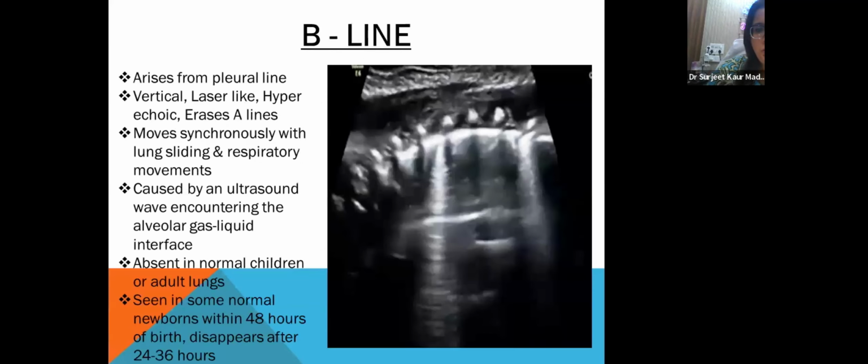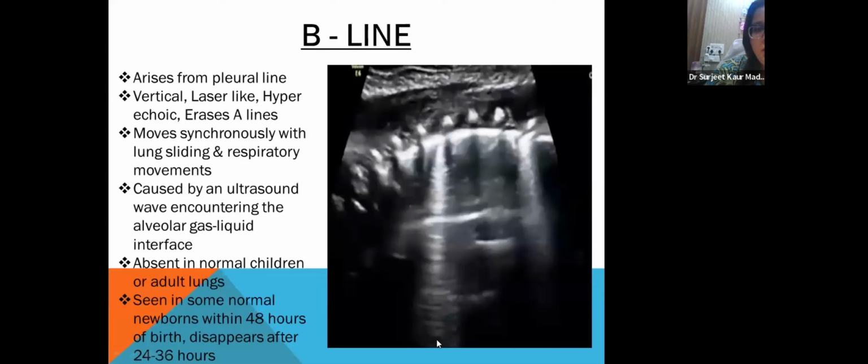Let me show you how they look. See, these are B lines. They are vertical lines which start from the pleural line. So these are the vertical laser-like hyperechoic, white lines. Hyperechoic means white lines, which start from the pleural line and go down to the bottom of the screen.